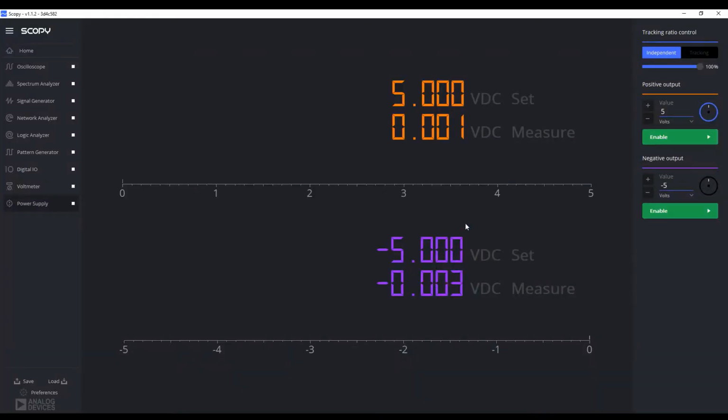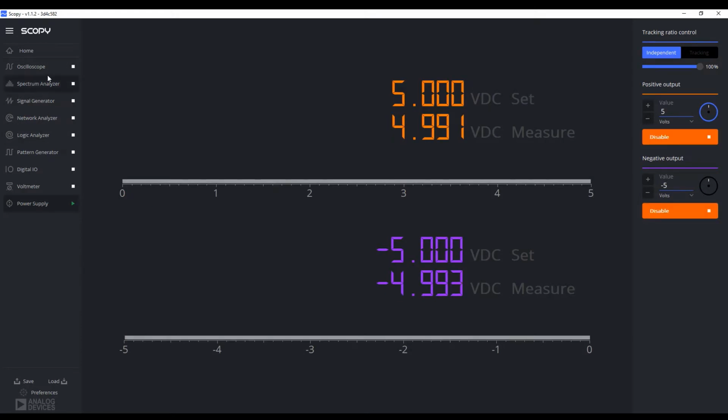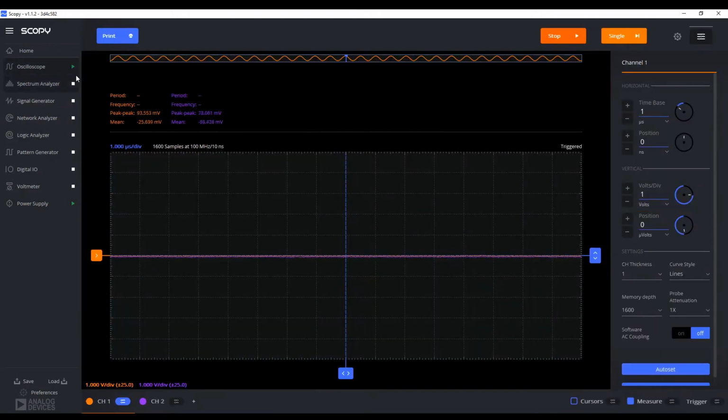Alright, so now we're on Scopy. As you can see, we're using 5 volts for V plus real, negative 5 volts for V minus real. Let's enable them now. Now let's go to the oscilloscope. No light is on the LED right now, so you can see both channels are approximately 0. Just a reminder, channel 1, the orange channel, is connected to the node with the LED, which measures our input voltage, and channel 2 is connected to the output of the non-inverting amplifier.